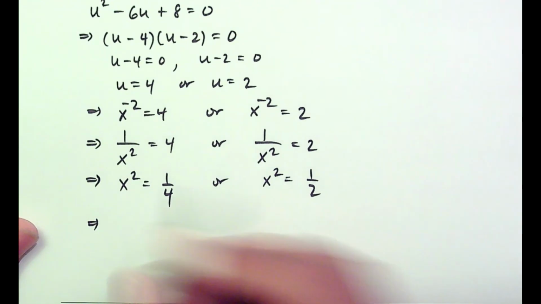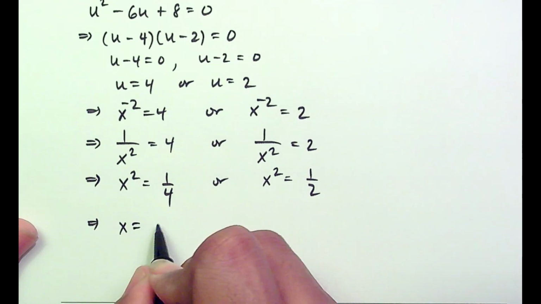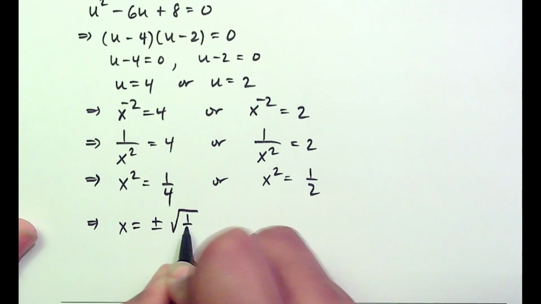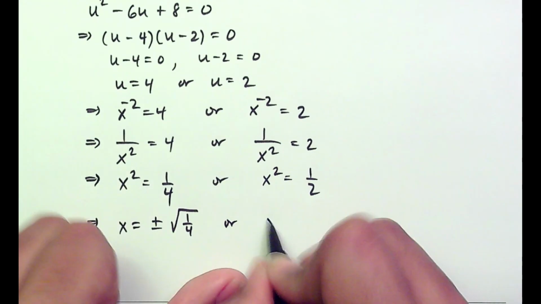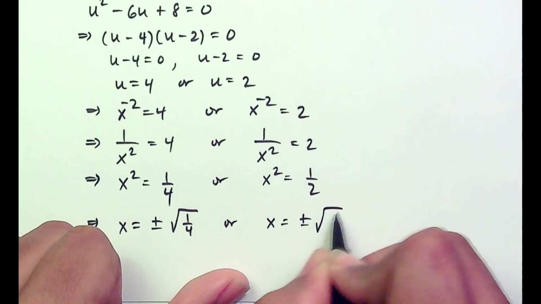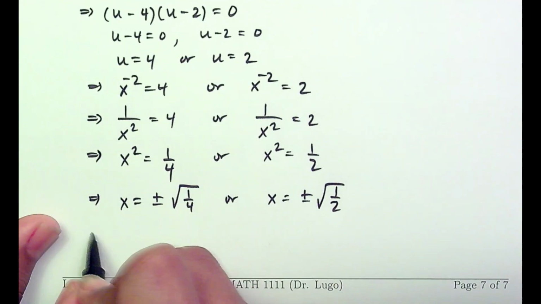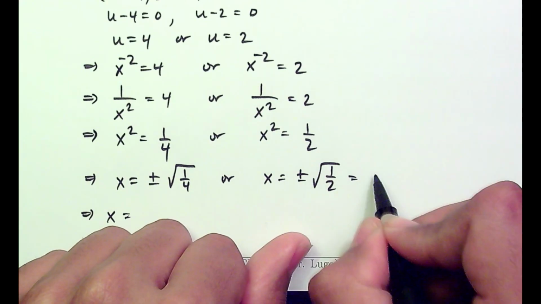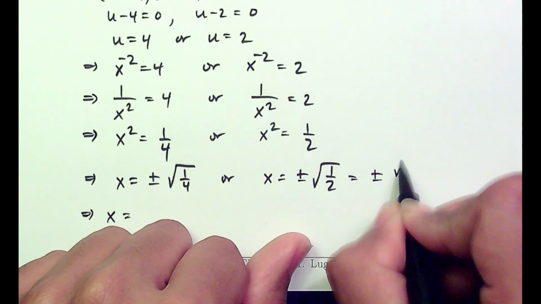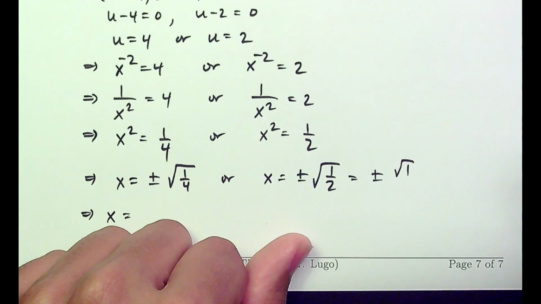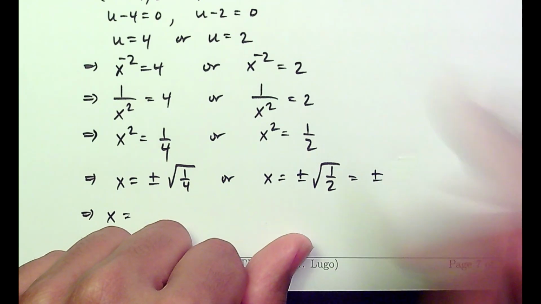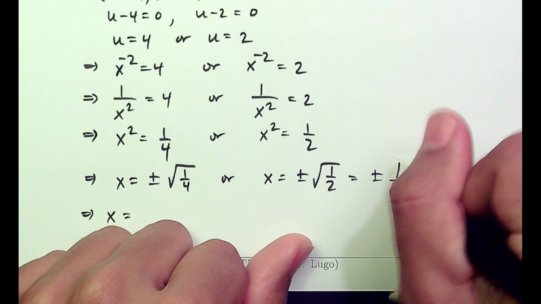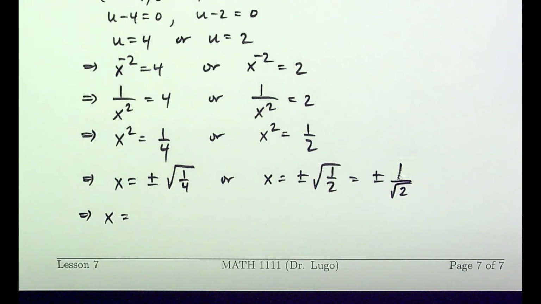Now take the square root on both sides to get x. So x equals plus or minus the square root of a quarter. And here, plus or minus the square root of a half. And remember, we can distribute this square root over the top and over the bottom. So this is square root of 1, which is 1. So I guess I don't really have to write that. Square root of 1 is just 1. And the bottom would be square root of 2. So square root of the top over square root of the bottom.